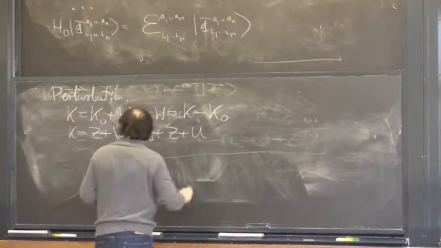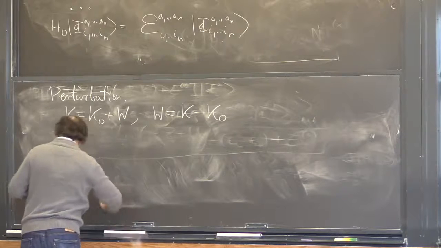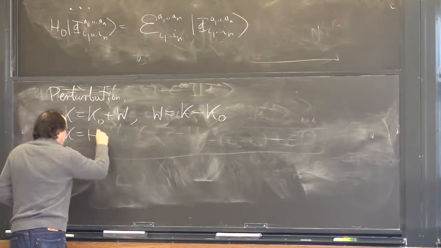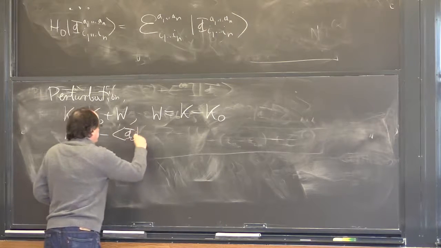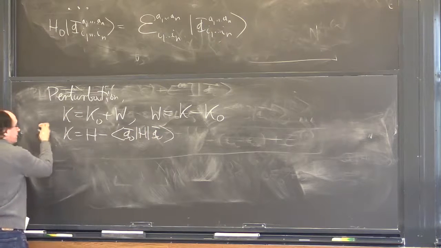Furthermore, I'm writing this wrong. Please never mind for a second. K is defined as H, I should have said this, minus P0 H P0, because K is a normal product form of the Hamiltonian.